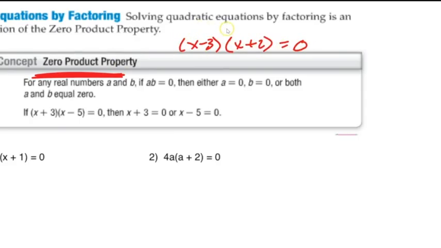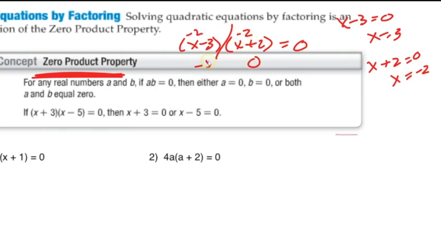For this to be true, all you've got to do is say either one equals 0. If this is 0, let's set x - 3 = 0. Solve it, x = 3. This works. Just split it and solve each one separately. Why does this work? Because if you plug it back in, I get 0 times -5. Well, 0 times -5 is 0, so it checks out.